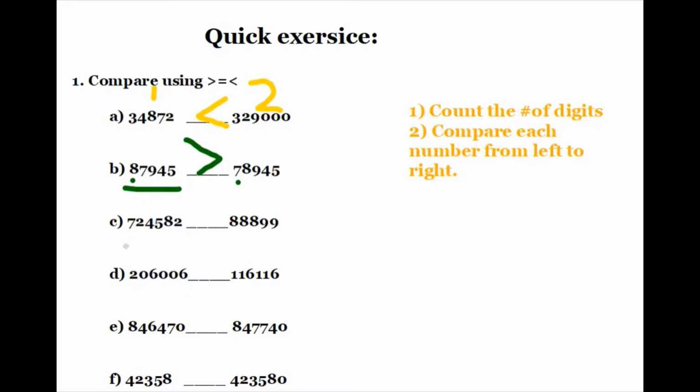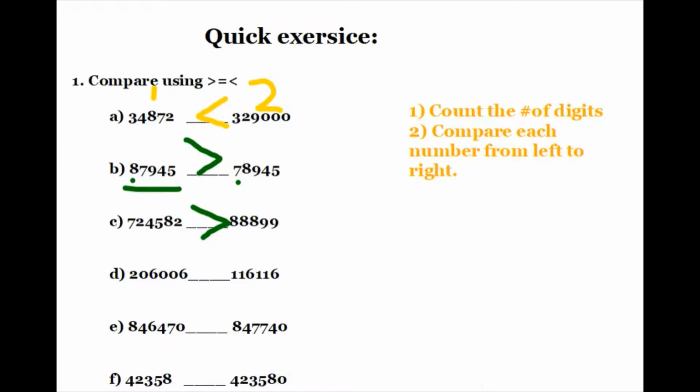And then C, we follow the same steps. So number 1, count the number of digits. 1, 2, 3, 4, 5, 6. And this one has 2, 4, 5. So this one is larger than the second number because it has more digits.